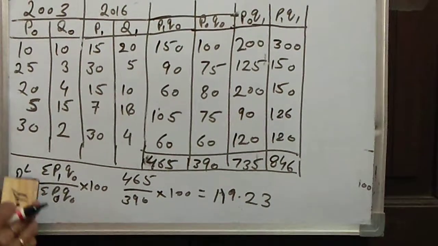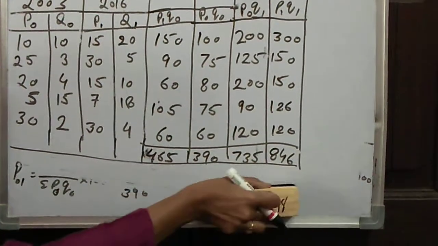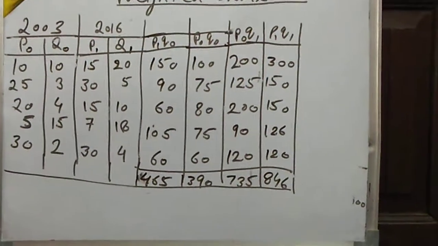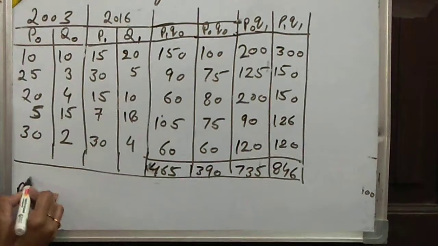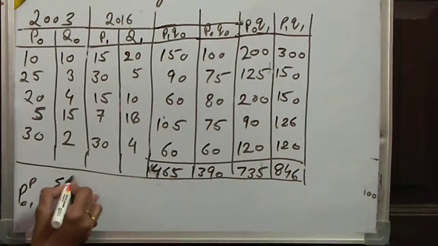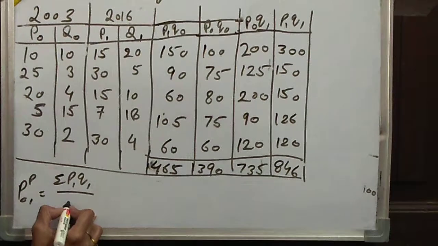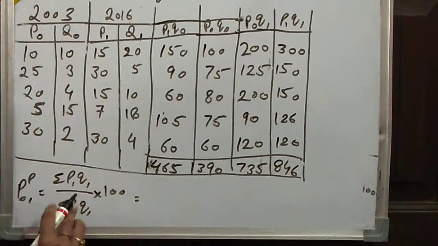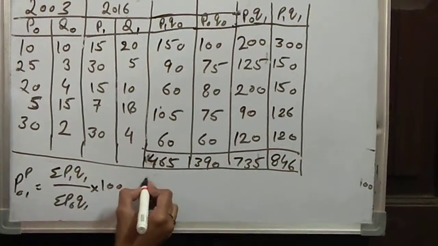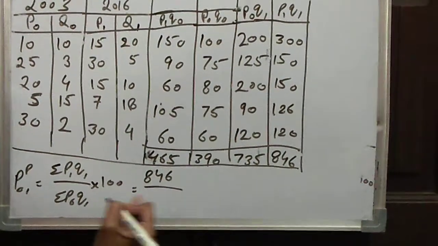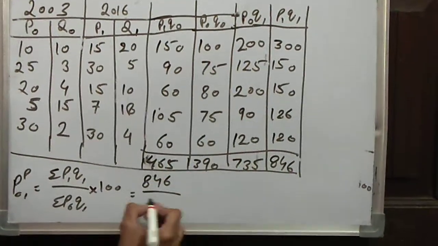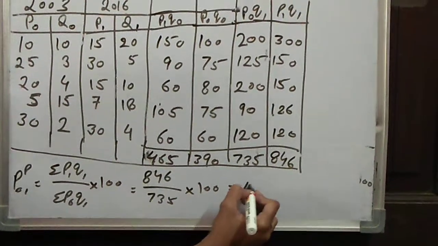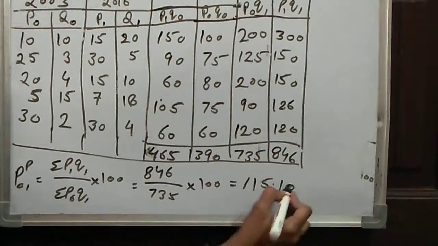Okay. Now if we do by Paasche, I have to do one by one because I do not have space on my board. Paasche's formula is sigma P1 Q1 upon sigma P naught Q1 into 100. Now sigma P1 Q1 is 846, P naught Q1 is 735, into 100, and our answer will be 115.10.